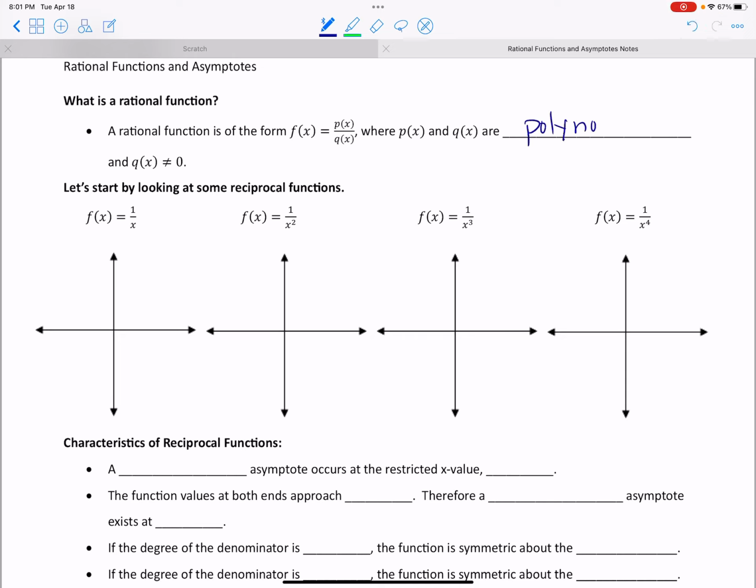And anytime we're looking at a fraction, we have to be wary of the denominator. The denominator cannot equal 0. That 0 in the denominator is not defined. So in this case, we would say q of x cannot be equal to 0.